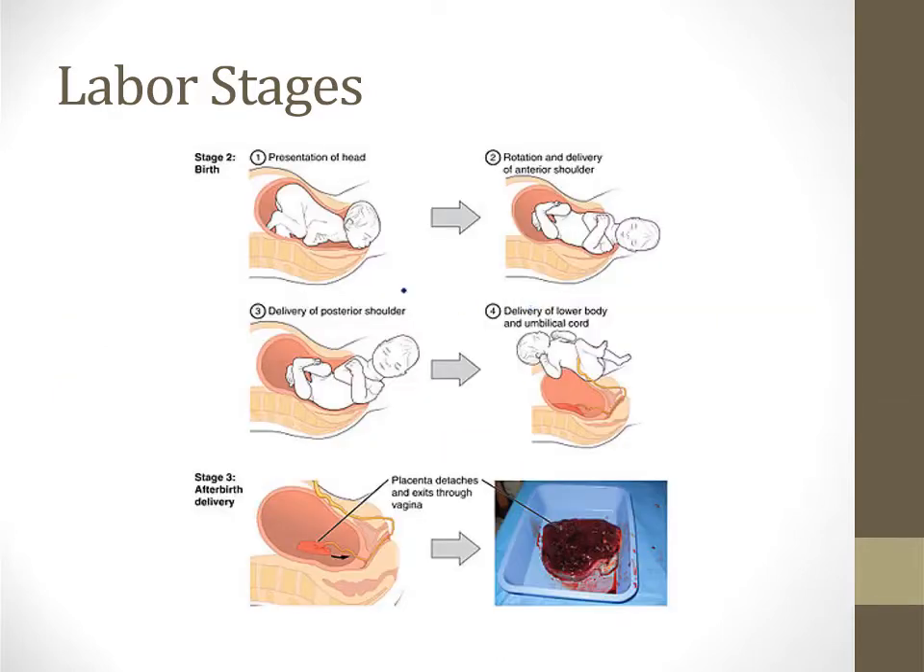So here's a picture from Wikipedia showing stage two and stage three. So the baby moves down into the birth canal and is ultimately delivered. Then after the baby is delivered, remember that the placenta remains behind, attached to the baby by the umbilical cord. The umbilical cord is cut and the placenta is gently pulled out, and that is stage three of labor. And when you do your OBGYN rotations as a medical student, your job will probably be to gently pull the placenta out after the baby is delivered.